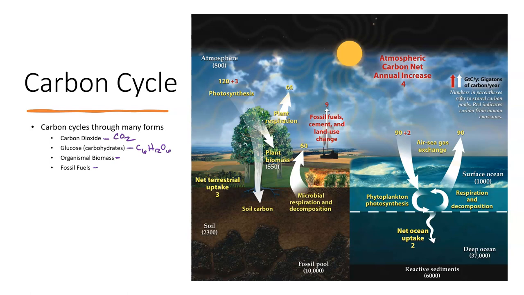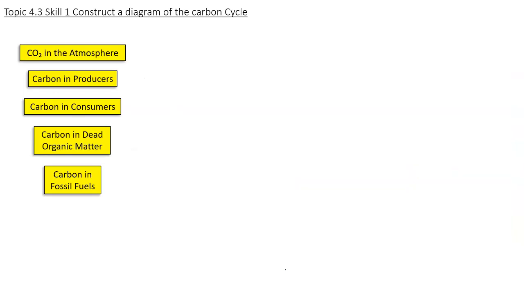And so you can already see this diagram. This one's a little trickier to understand, and so I like to simplify it a little bit. Again, this is a skill: construct a diagram of the carbon cycle. These are 5 different sinks, meaning sources of carbon. We have CO2 in the atmosphere, carbon in producers, carbon in consumers, carbon in dead organic matter, and then carbon in fossil fuels. And so how do we link all of these together, and what are the processes that will link all of these?